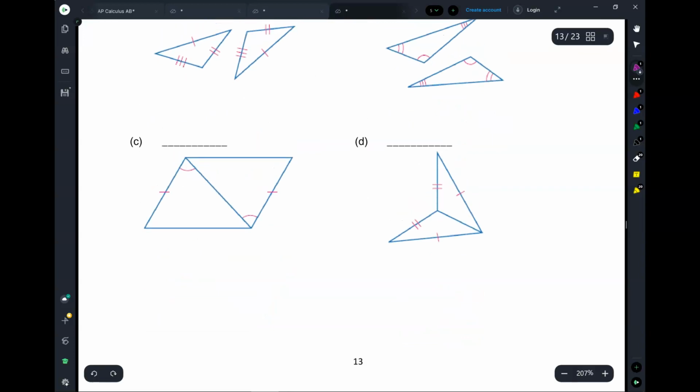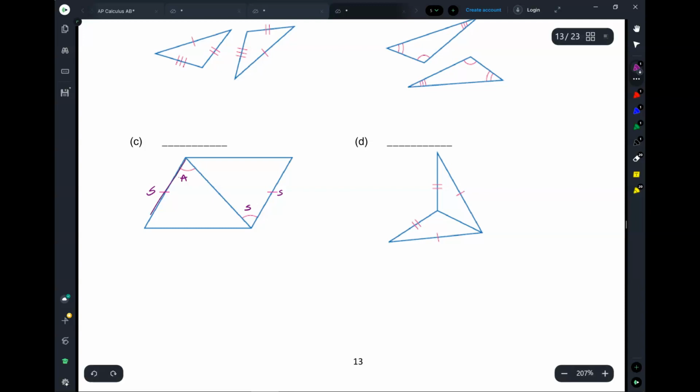Take a look at what we have here. Look at how I work through these. I've got one side congruent to another side. I've got an angle congruent to another angle. And let's take a look at the two triangles here, right? You've got one triangle here and one triangle there.